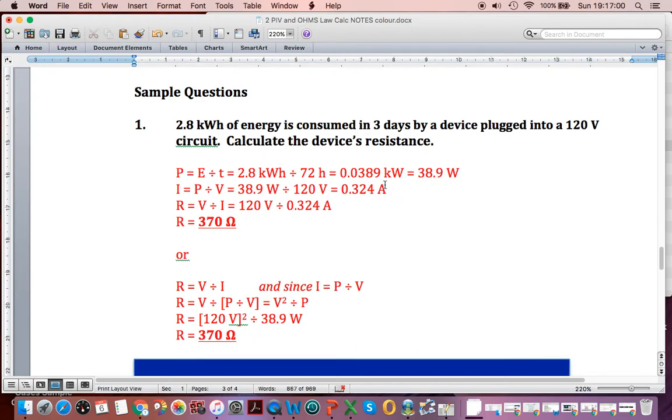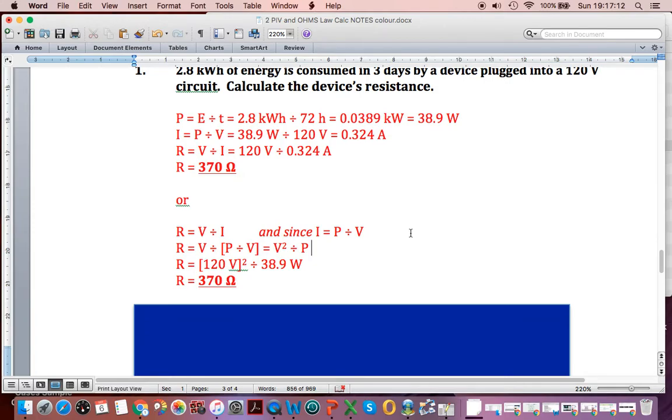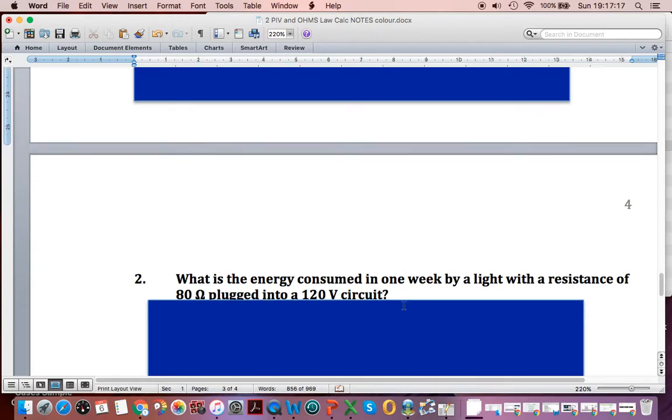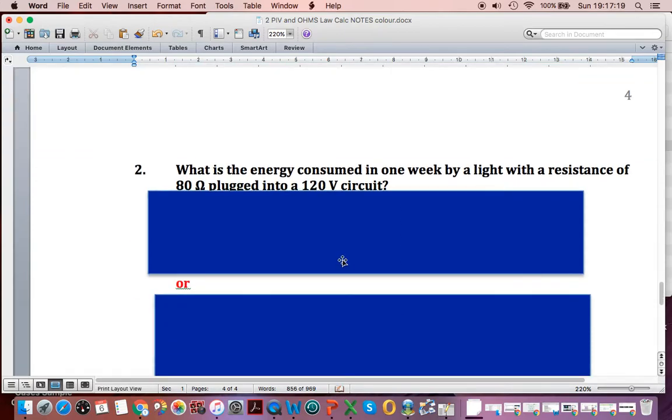So it doesn't matter which way you like to do it. Either way is fine. This formula, R equals V squared divided by P, will be given on your sheet of formulas. These are tough questions, and so just do your best. They do take practice, and you will get worksheets that give you that practice.